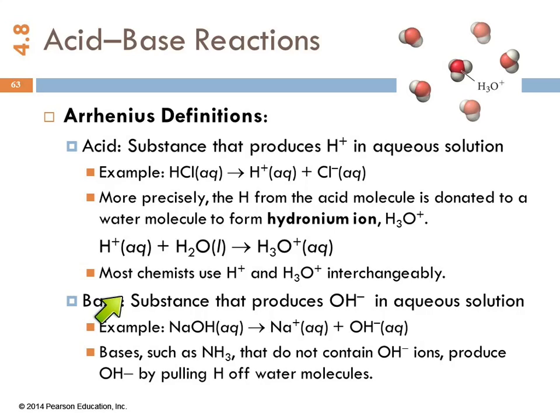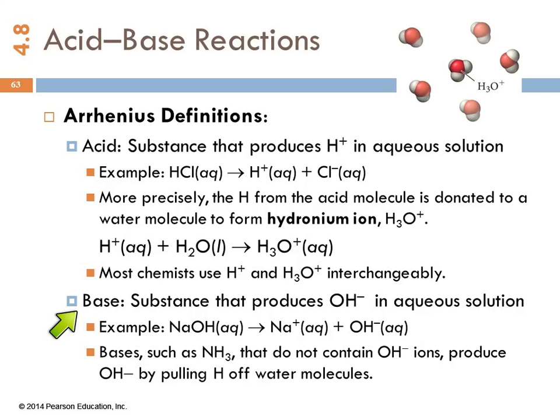Now, most chemists use H plus and H3O plus interchangeably. And unfortunately, this can cause confusion for students. But writing H3O plus all the time makes some of our equations a bit unwieldy, and it gets tedious. So I just want you to understand that even though we may be using H plus in our equations, we understand implicitly that there is a water molecule carrying this guy around. Okay? So that's an acid.